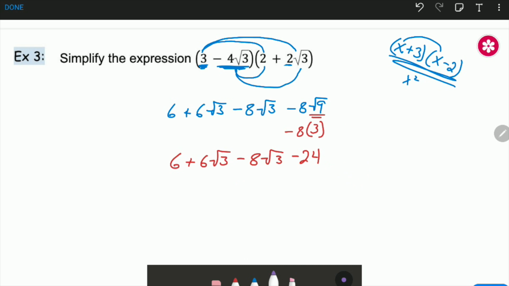Then we just combine like terms to finish it off. 6 minus 24 is negative 18. And then 6 radical 3 and negative 8 radical 3 means we're going to do 6 minus 8, which is negative 2. When you add and subtract, the radical does not change. Just like when you add and subtract with variables, the variable doesn't change. And there we have it.